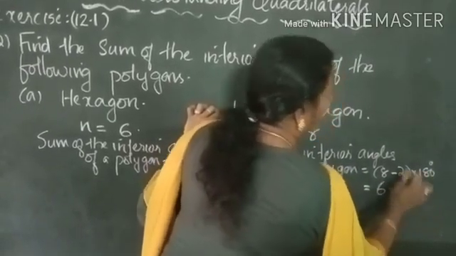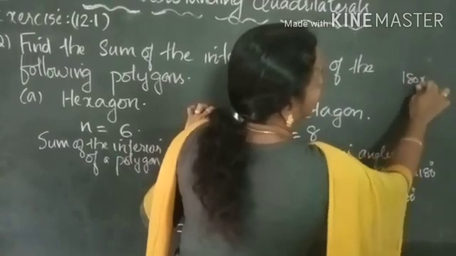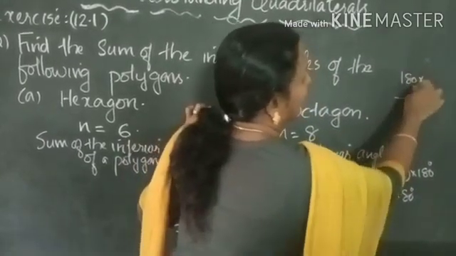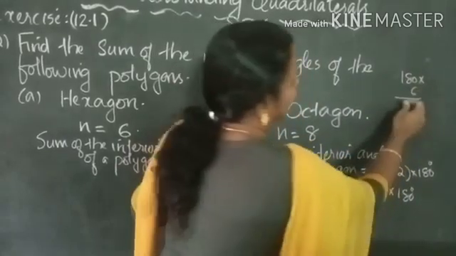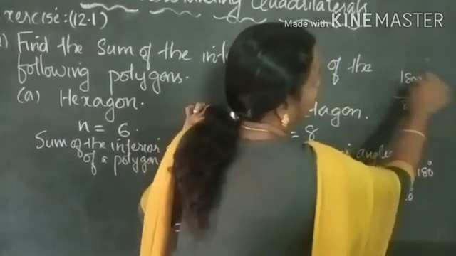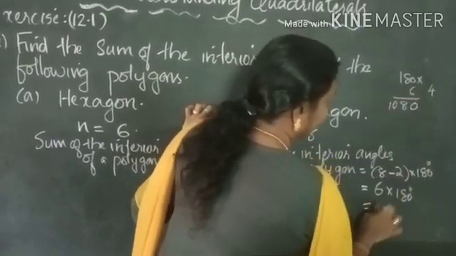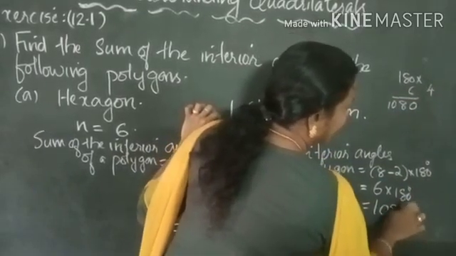6 into 180. So 180 into 6, 0 into 6 is 0. 6 8s are 48, balance 4. 6 1s are 6, 6 plus 4, 10. 1080 degree.